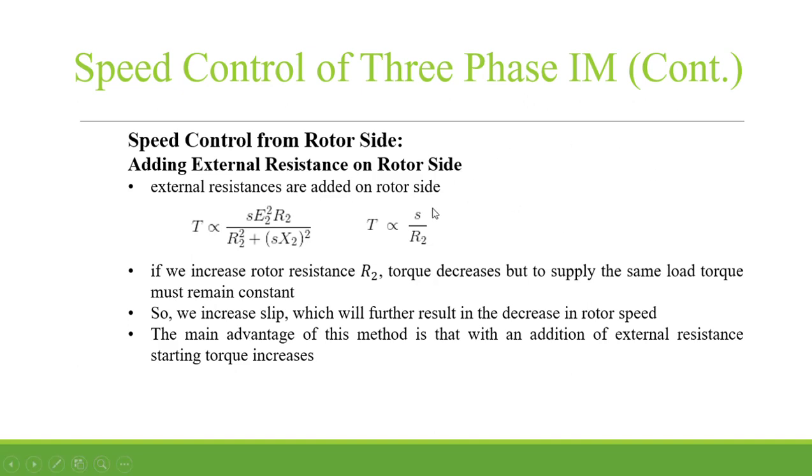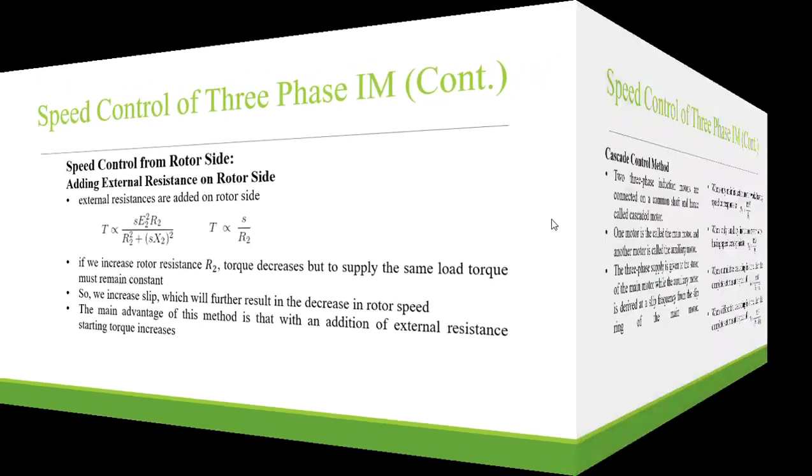How is speed control done? If we are increasing this R2, then we need to definitely increase this S in order to maintain torque constant, and if slip is increased, then surely the rotor speed will decrease.